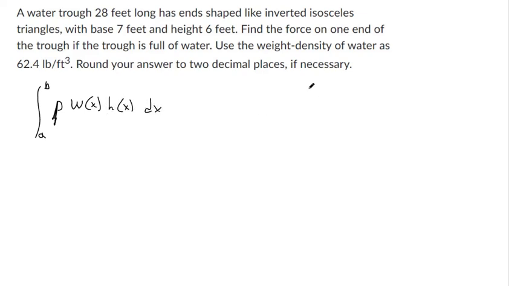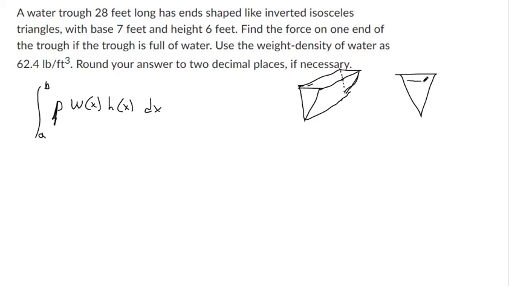Okay, so let's draw what we're dealing with. We have a trough, which is something like this. This should be farther. I have trouble with drawing a 3D object in 2D. That's my trough, but then this is the side that we're talking about. This is where the water is putting pressure.